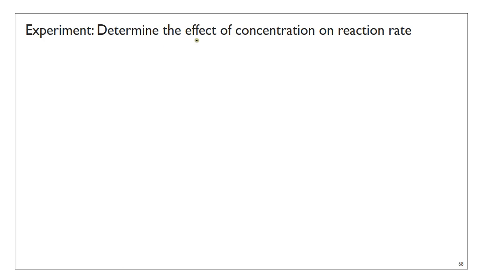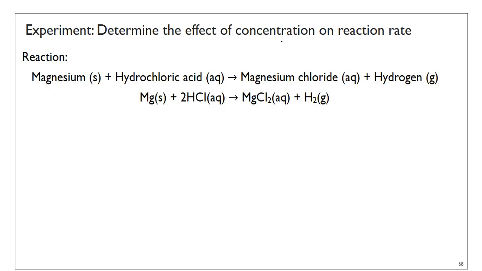So this is an experiment. I want to determine the effect of concentration on reaction rate. Now, in order to design this experiment, and those of you who were in class last term, you actually did this in class. I have to give you a reaction first, and we're going to do the one that we actually did in class last term, which is the reaction between magnesium and hydrochloric acid. So you add the piece of magnesium into a solution of hydrochloric acid, and you will produce some hydrogen gas. The magnesium is going to dissolve in the acid, and then you can use this hydrogen gas as a way to measure reaction rate. So this is the reaction.